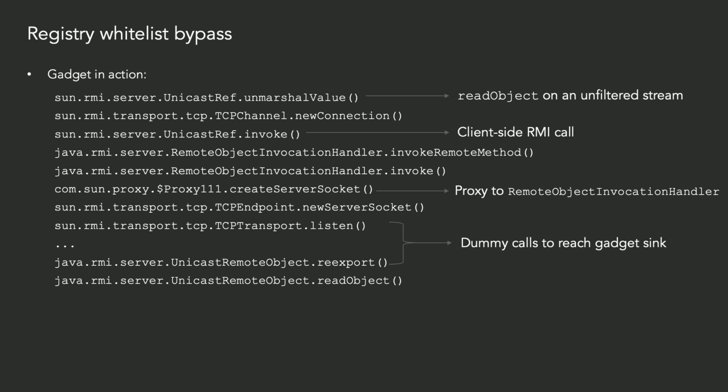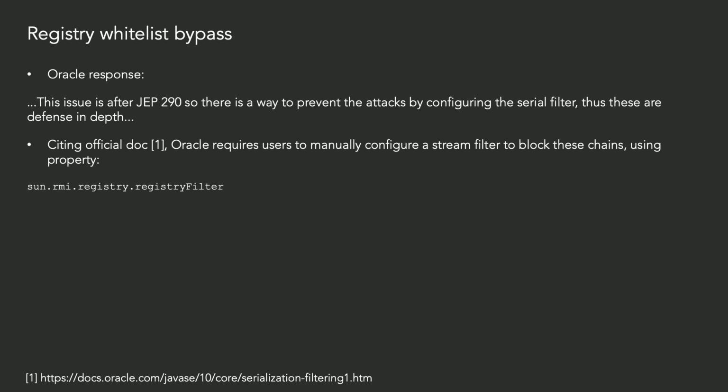So here it is in action. This is a Java stack trace, so the beginning is actually the end. There are some dummy calls to read the gadget sink, which is an interface method call, and then I proxy it to a RemoteObjectInvocationHandler, and then it invokes a client-side RMI call, and at the top you can see that readObject is invoked on an unfiltered ObjectInputStream.